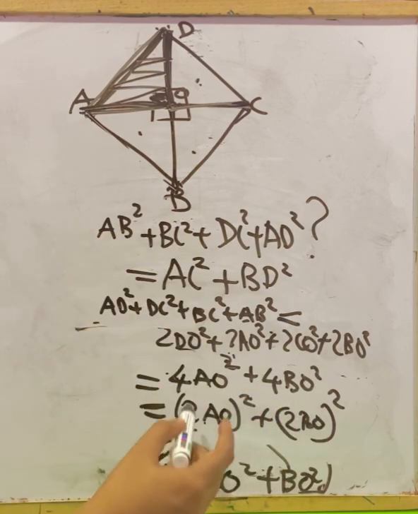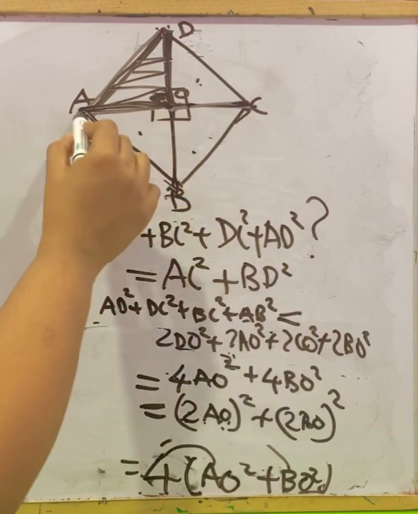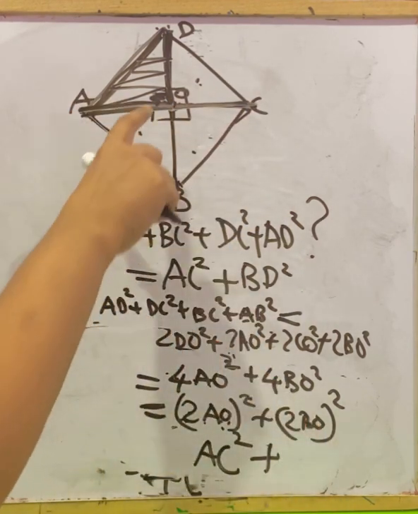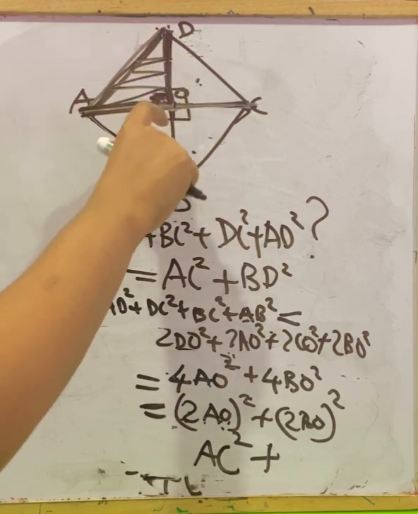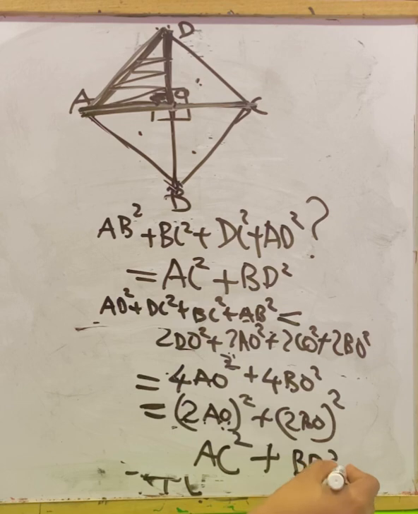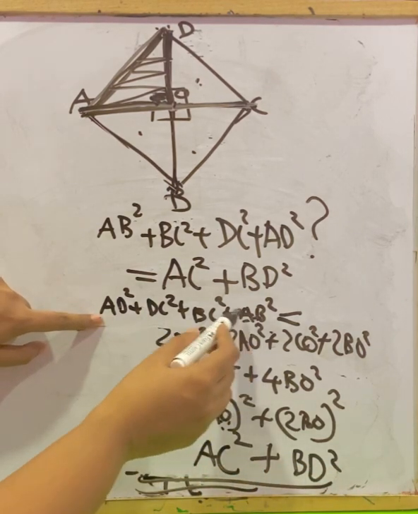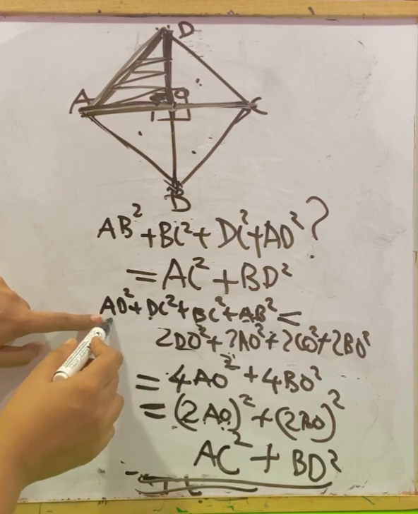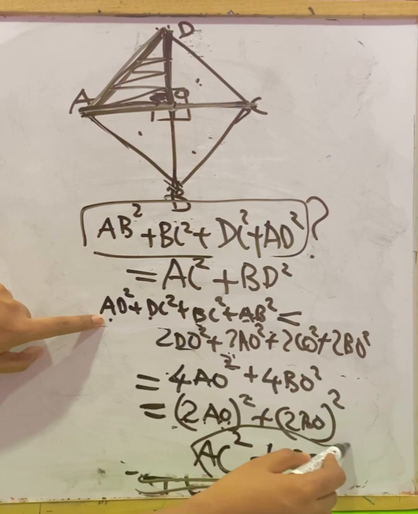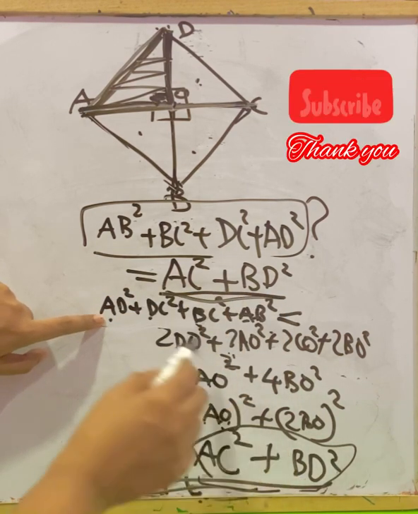Now check with the figure. 2AO means AO plus AO, that is the total length AC, plus 2BO. BO length is this. Again 2BO means the total length, this, that is BD square. So on the LHS part we have AB square plus BC square plus DC square plus AD square. That is what was asked in the question. And on the RHS part we got this result. That is what we have to prove: AC square plus BD square.